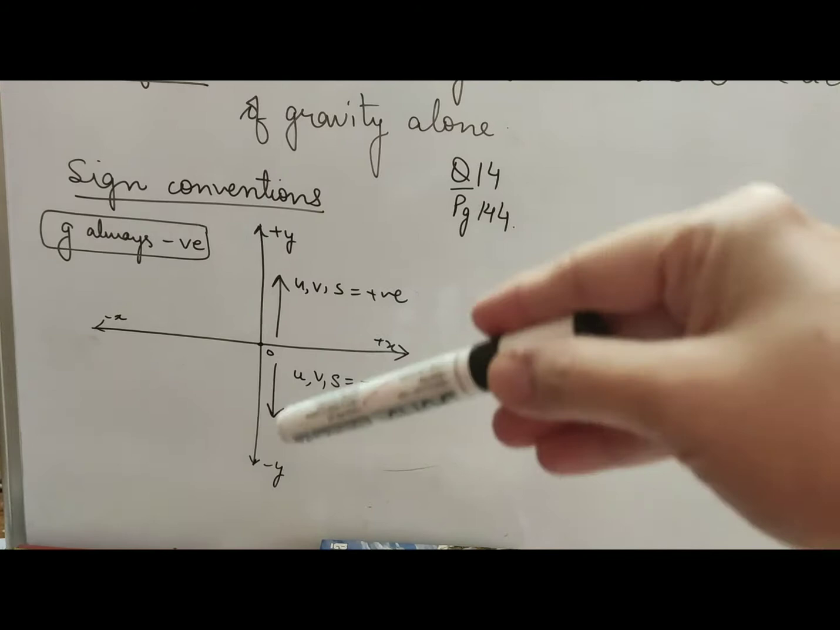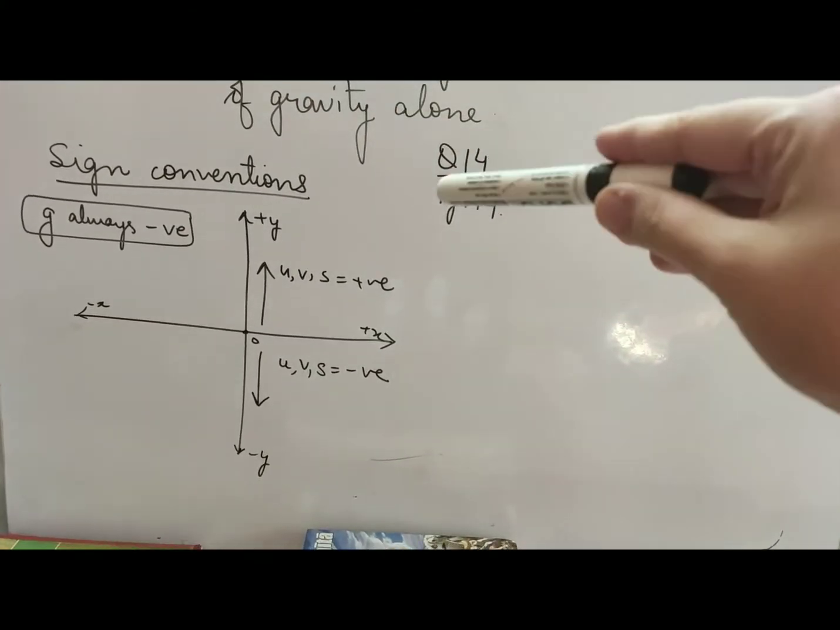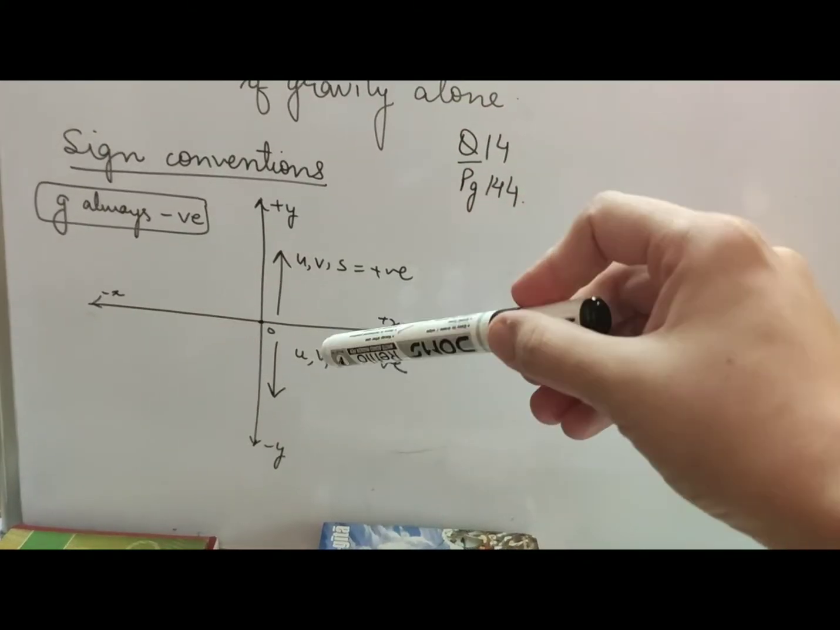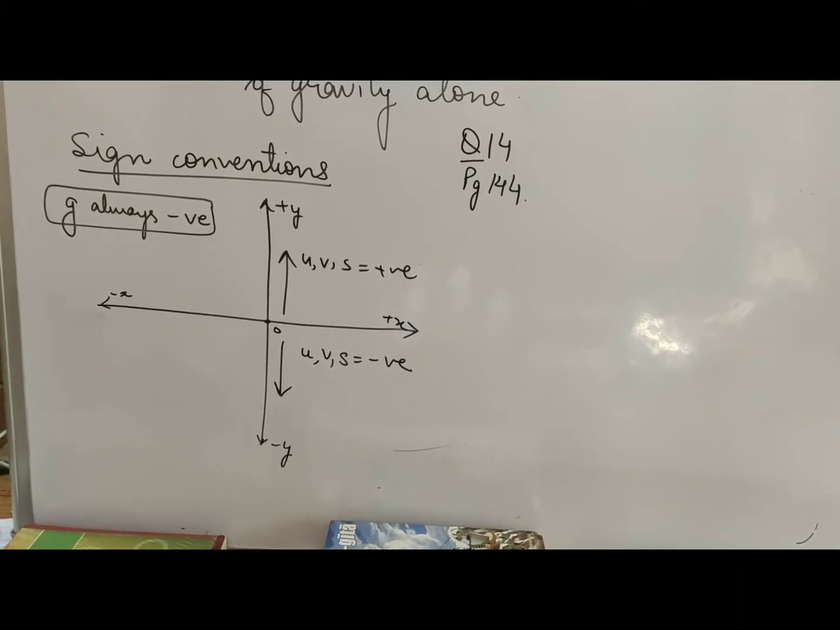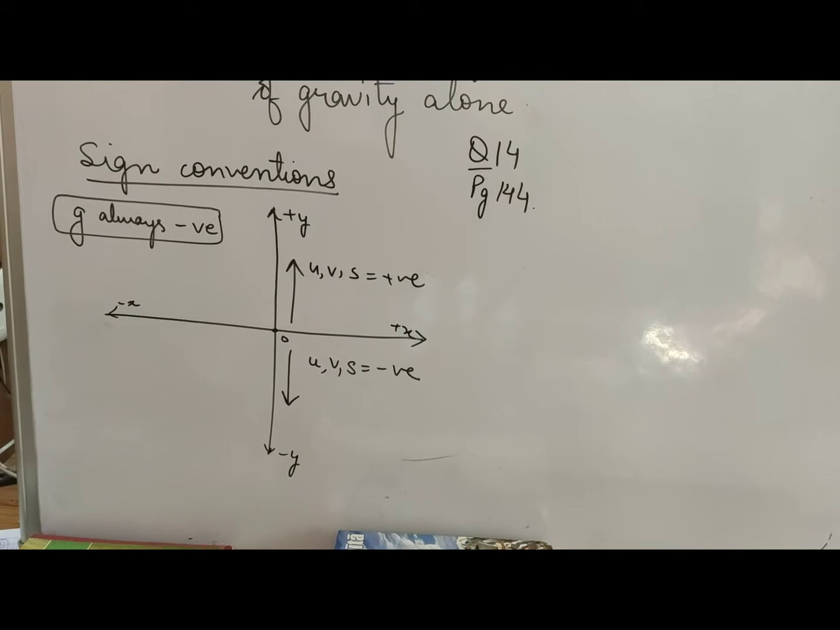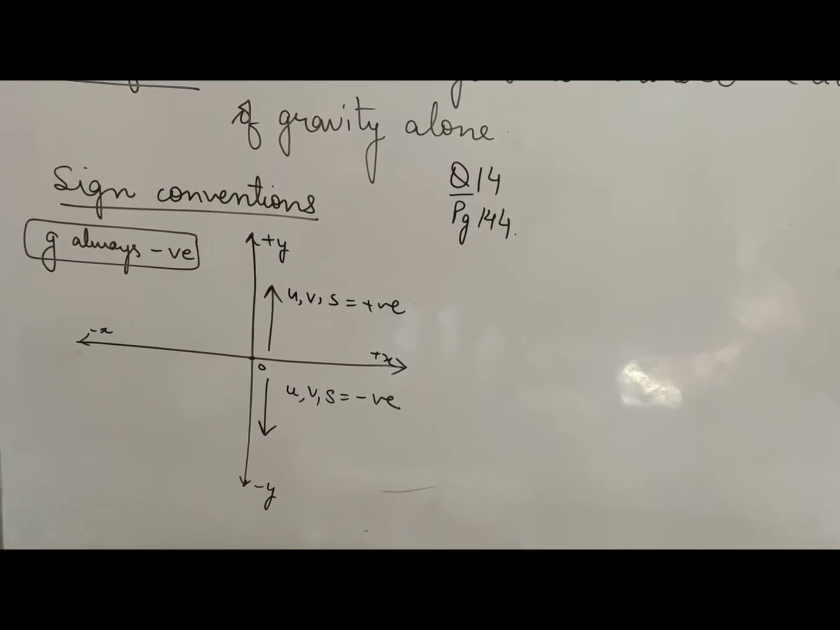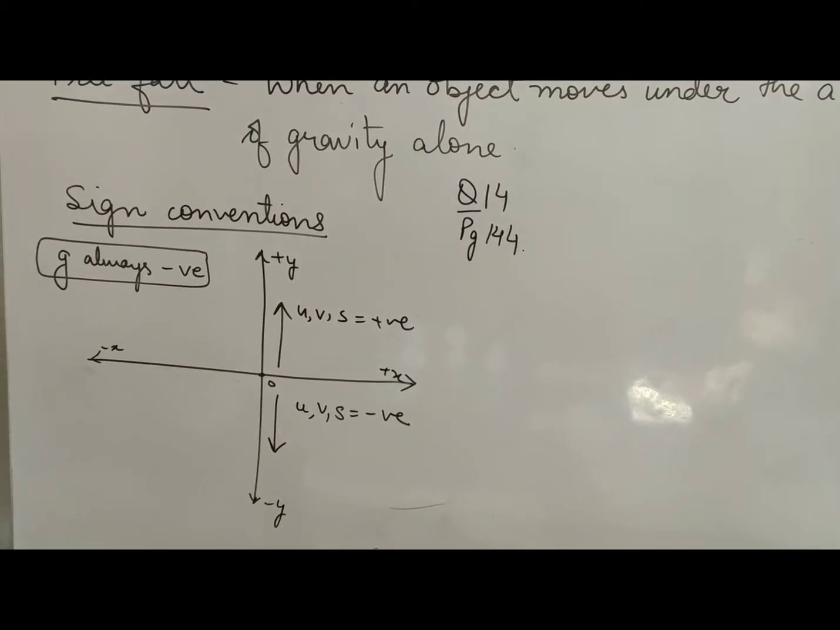Okay, positive y direction में जब object move करेगा हम इन parameters को positive लेंगे, जब negative y direction में move करेगा object हम इन parameters को negative लेंगे. And g, small g, acceleration due to gravity, we are always going to consider it as negative. Okay, because it is always in the negative y direction.